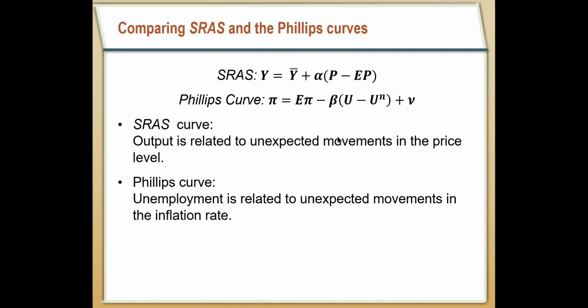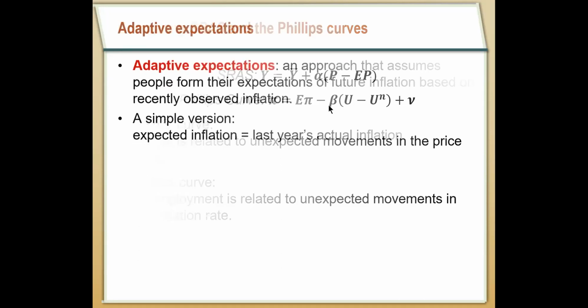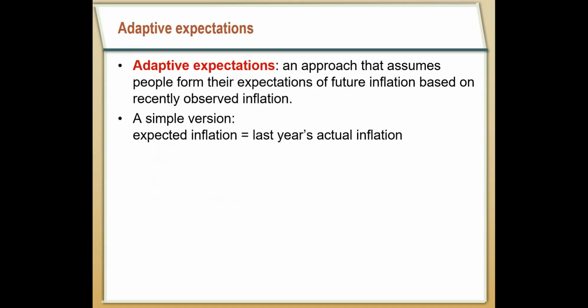Similarly, if unemployment is well above the natural rate, chances are inflation is very low. But either way we look at it, the short-run aggregate supply curve and the Phillips curve largely tell the same story. We're stuck with this expected inflation term in the Phillips curve. We need to define how people set their expectations. One way that people can set their expectations is through adaptive expectations. Basically, the idea that people assume that the future is going to be very similar to the past. They're going to form expectations of future inflation based on recently observed inflation.